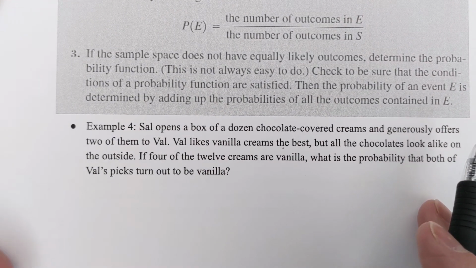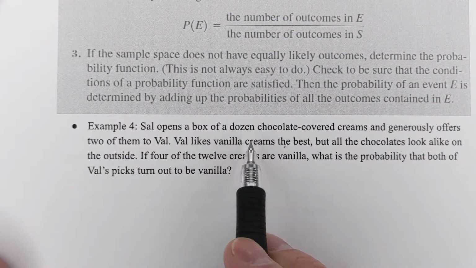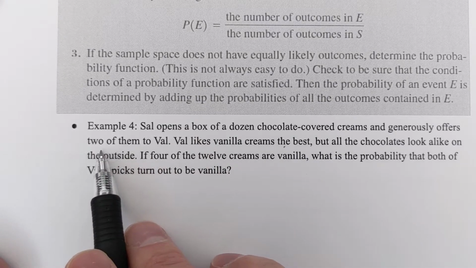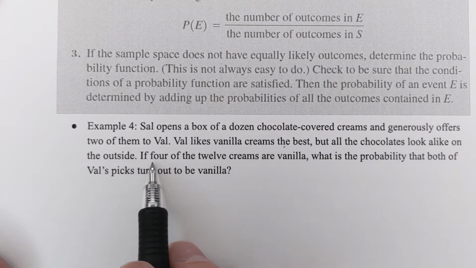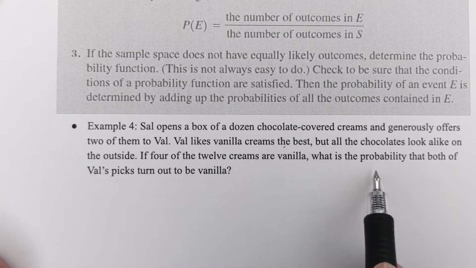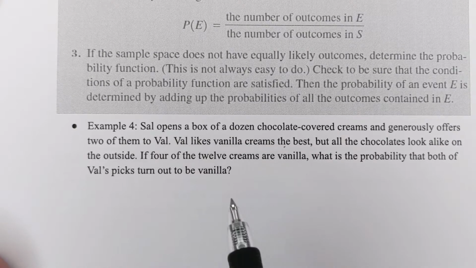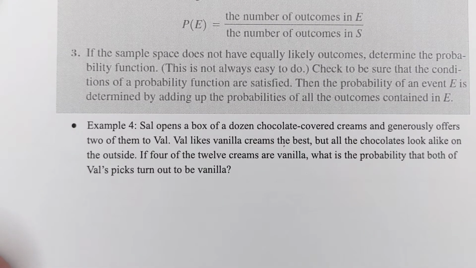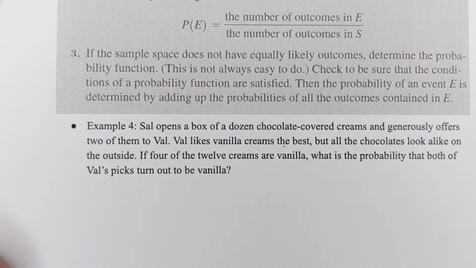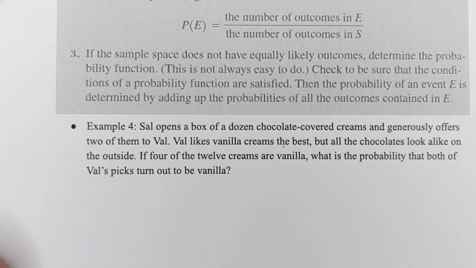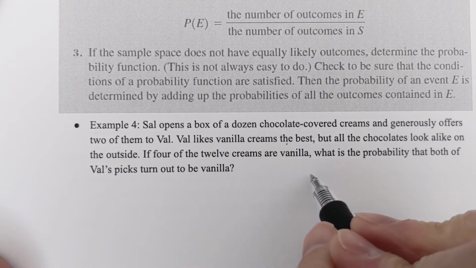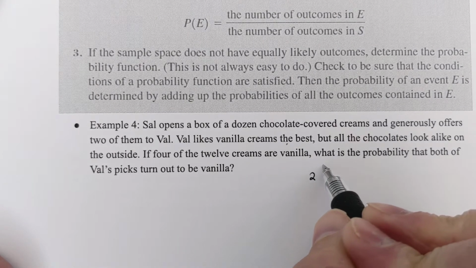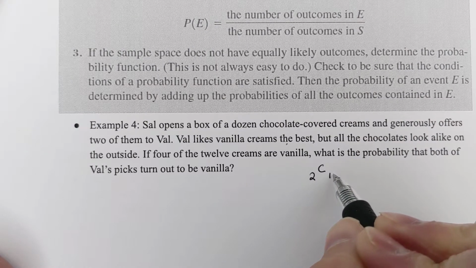All right, so example 4. Sal opens a box of a dozen chocolate-covered creams and generously offers 2 of them to Val. Val likes vanilla creams the best, but all the chocolates look alike on the outside. If 4 of the 12 creams are vanilla, what is the probability that both of Val's picks turn out to be vanilla? So let's see how many ways. First, we need to figure out how many different ways she can pick those 2. We've got a dozen chocolate-covered creams, so 2 out of 12.